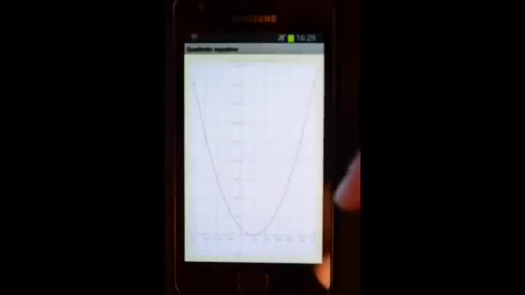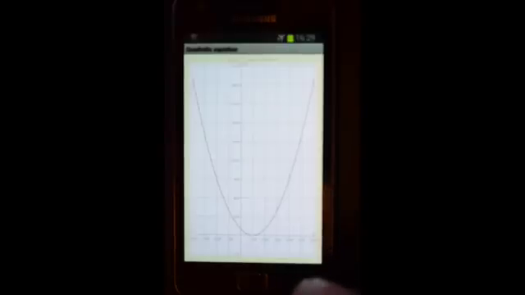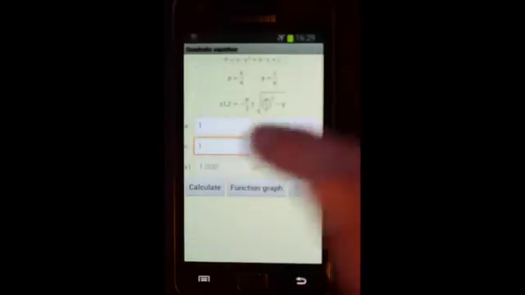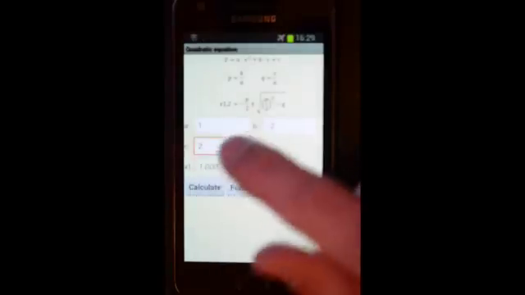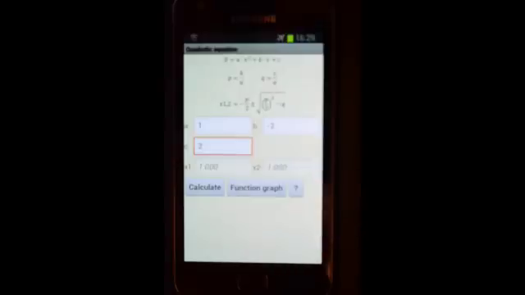The function graph shows that the curve only touches the x-axis at one point. This is an example of a quadratic equation with only one solution. So now we want to change the value once more. We change the parameter C to 2, say calculate. So this means we move the curve a little bit up.